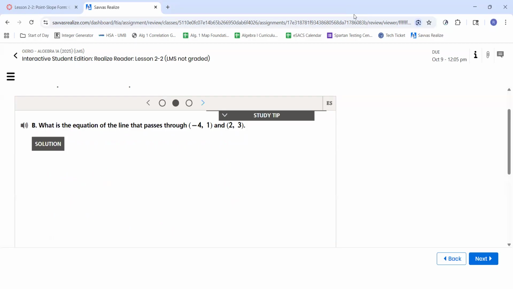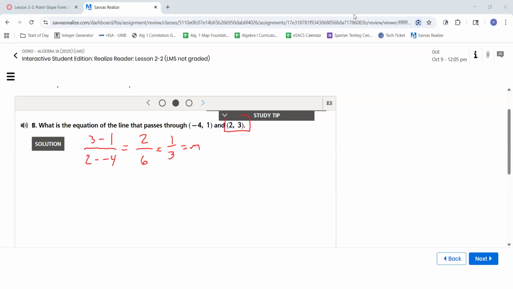Nothing new here. I'm going to do my y2, which is 3, minus y1, which is 1, over x2, which is 2, minus x1, which is -4. Simplify that. 3 minus 1 is 2. 2 minus -4 is 2 plus 4, so 6. Always reduce if you can, so that's 1/3. That is my slope.